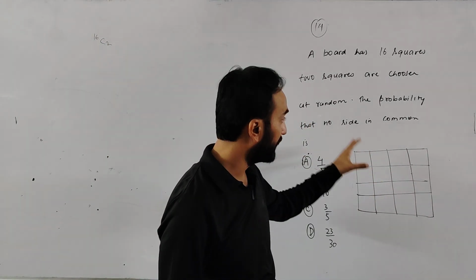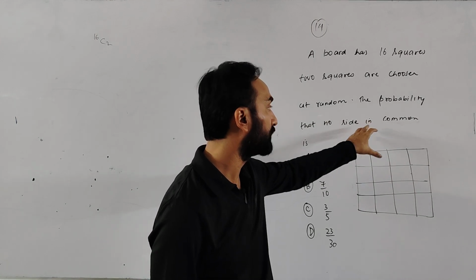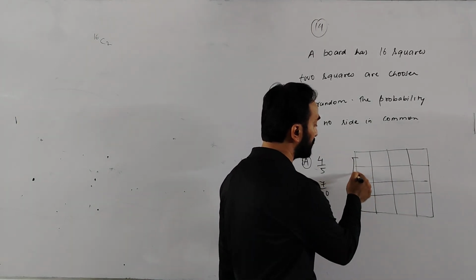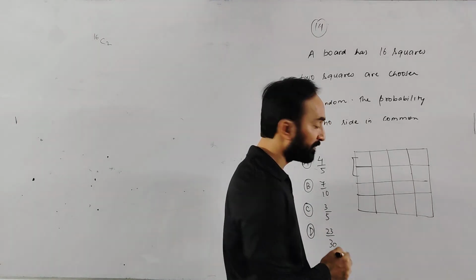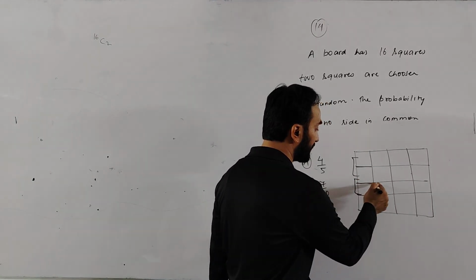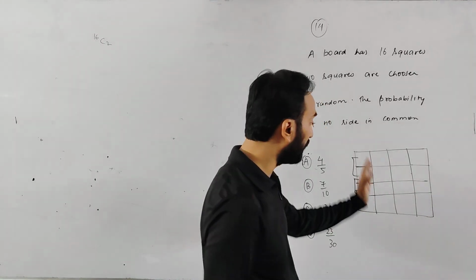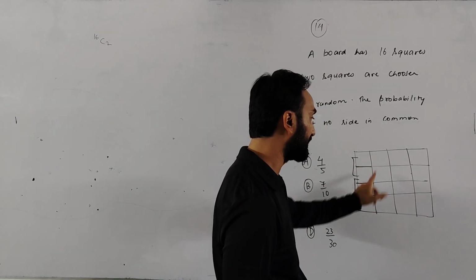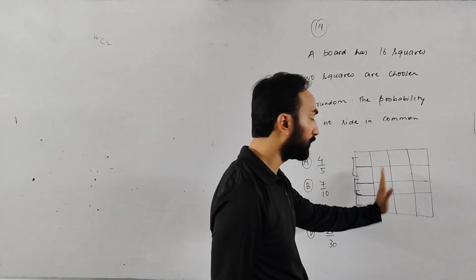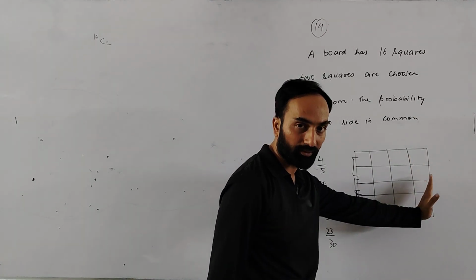Now in how many cases we have the common side. Let's suppose I choose this 2, then it has the common side. Let's suppose I choose this 2, then it has a common side. Let's suppose I choose this 2, then it has a common side. So vertical we have 1, 2 and 3 cases. Same for this column also, 6, 9 and 12.